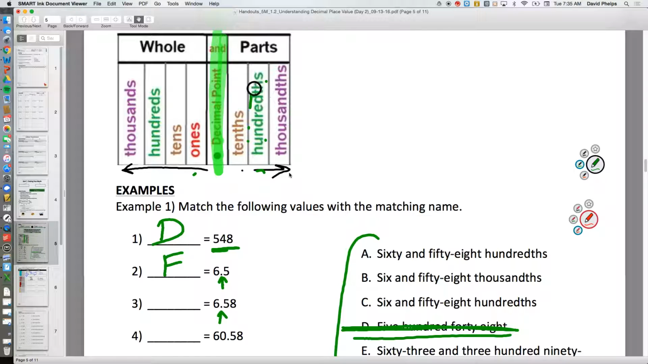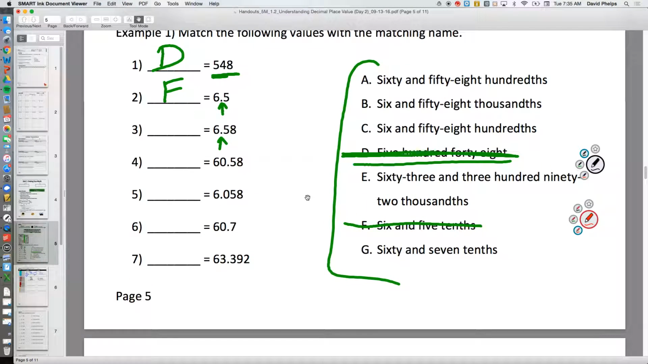Let's find that in our letters. Try to find it. Go. Oh, I see it. I believe it's letter C. 6 and 58 hundredths. Cross it off. Put in a C right here. Finish the rest of the numbers in your partners. You have about 45 seconds. Go.